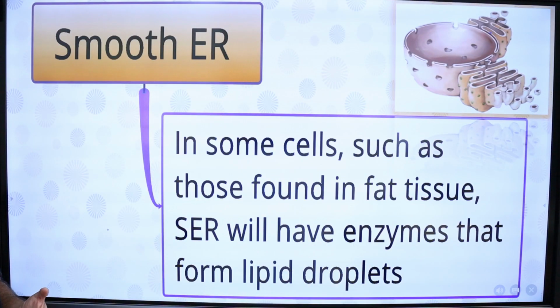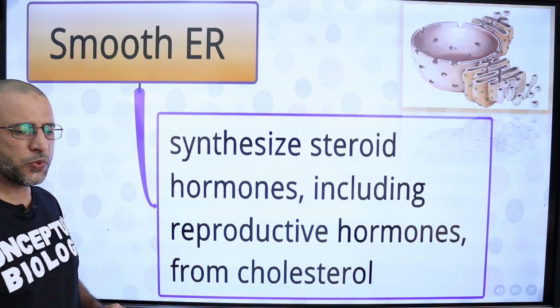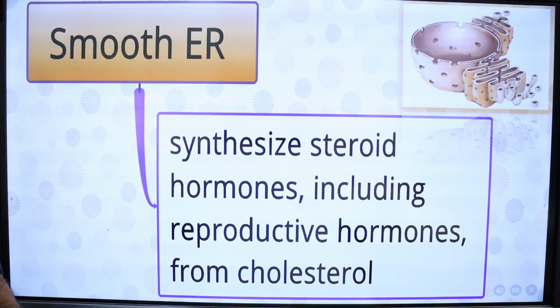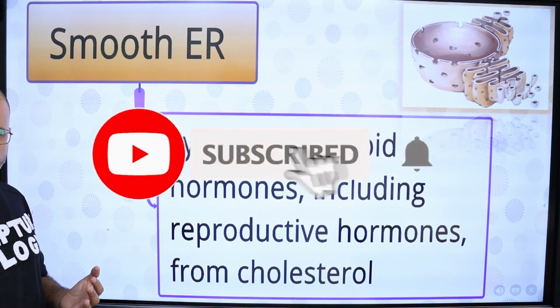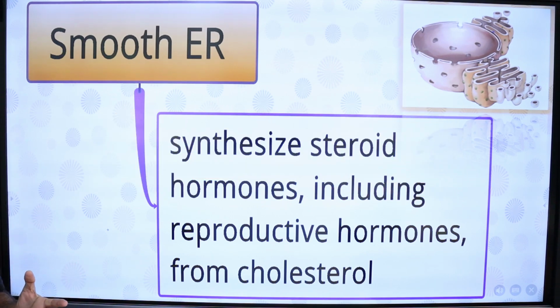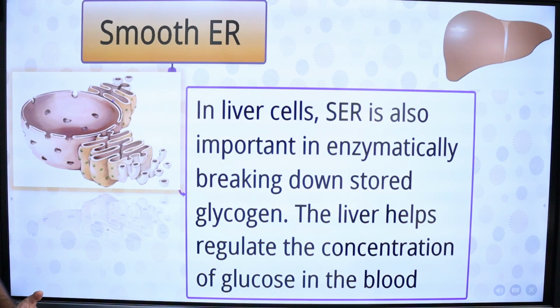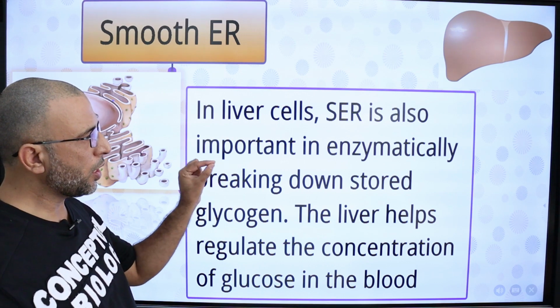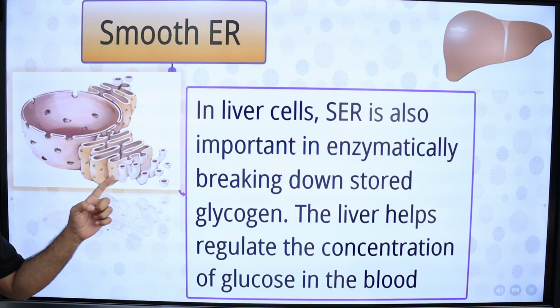In some cells, such as those found in fat tissue, smooth endoplasmic reticulum has enzymes that form lipid droplets. Smooth endoplasmic reticulum is also involved in synthesizing steroid hormones, including the reproductive hormones, from cholesterol. Steroid hormones are secreted by the adrenal cortex, testes and ovaries, and all steroid hormones are derived from cholesterol. In liver cells, smooth endoplasmic reticulum plays an important role in enzymatically breaking down glycogen. Glycogen is stored in muscles and liver.